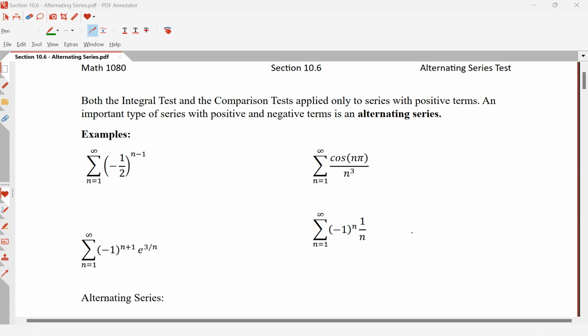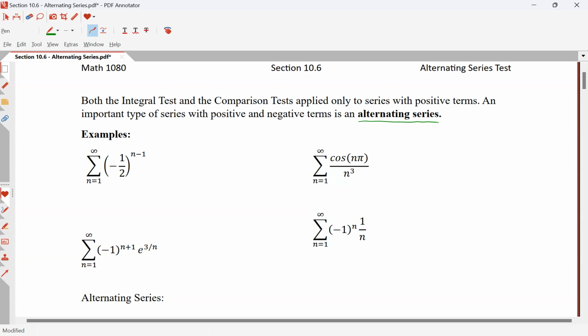So, not every series is only positive. Some series have negative terms. And an important type that has both positive and negative is known as an alternating series. An alternating series is very specific in how it has positive and negative, in that it just switches back and forth every term. So, several examples here.